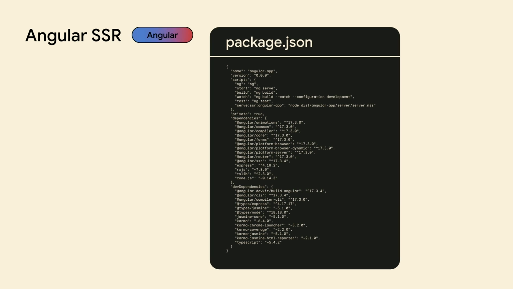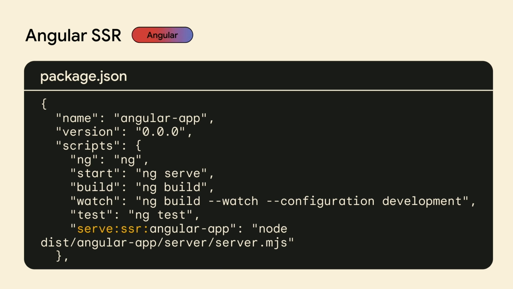So let's take a look at how this works for Angular. So this is a package.json file for an Angular application. I do not expect you to be able to read that. So we're going to zoom in here on this script section. So for an Angular SSR application, we actually get this script that says serve:ssr: and then the name of your app. So in my case, my app was called Angular-app. And it says when you get to this line, run it with node dist/AngularApp/server server.mjs.